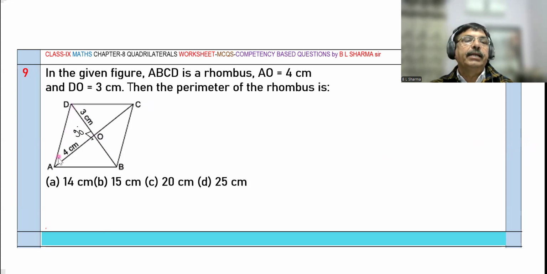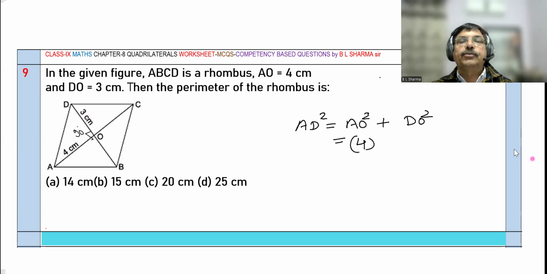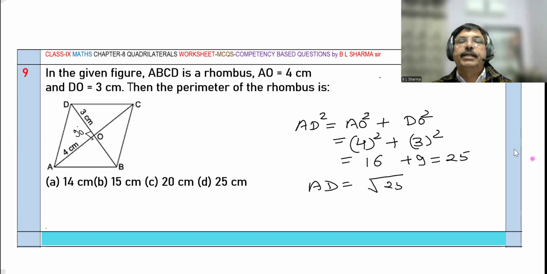So in this right angle triangle, we can apply Pythagoras theorem to determine AD. So AD square is equal to AO square plus DO square using Pythagoras theorem. AO is 4 centimeters, so 4 square, DO is equal to 3 centimeter, 3 square. So 16 plus 9, that is 25. So what is AD? AD is square root of 25, that is 5 centimeters.